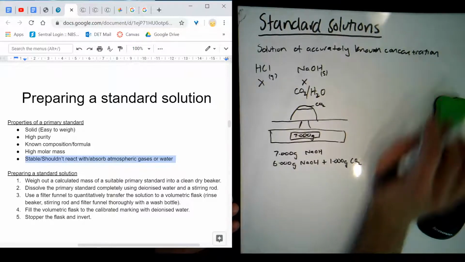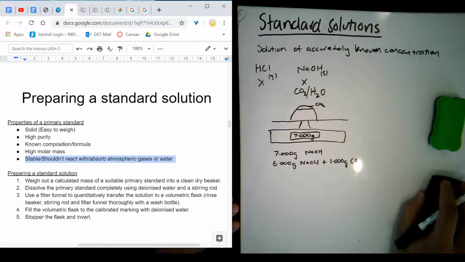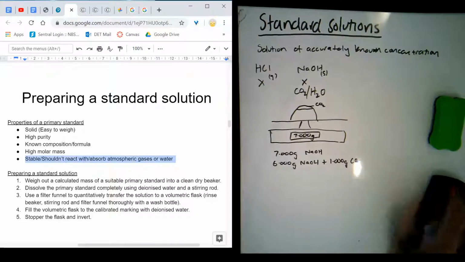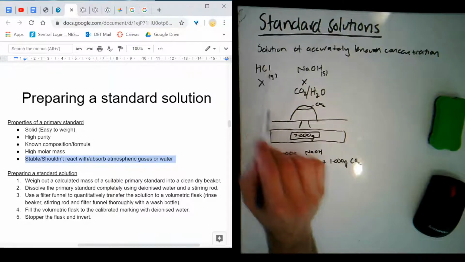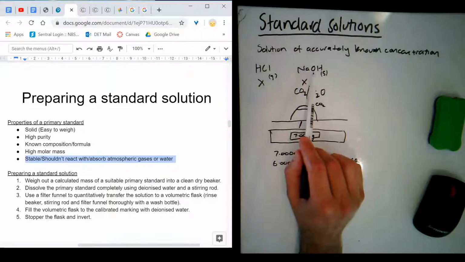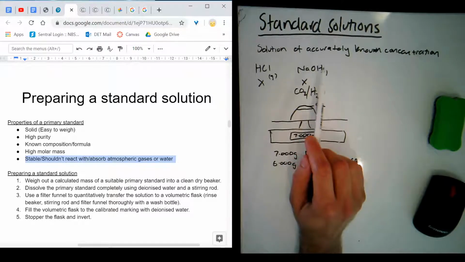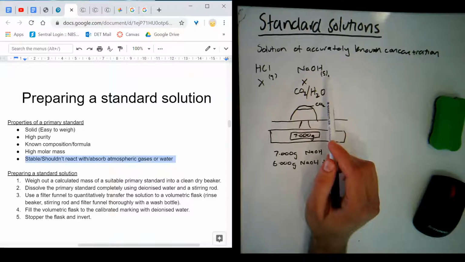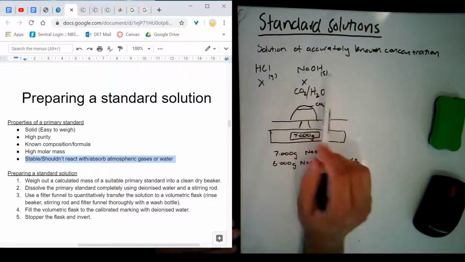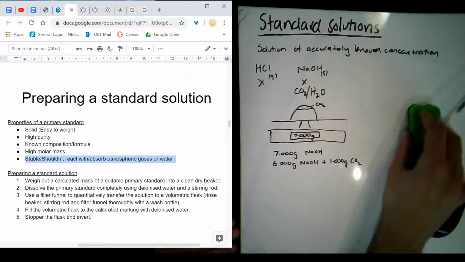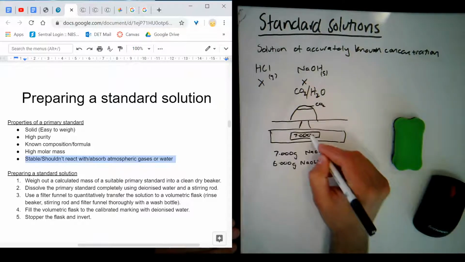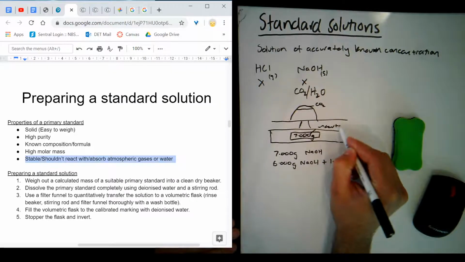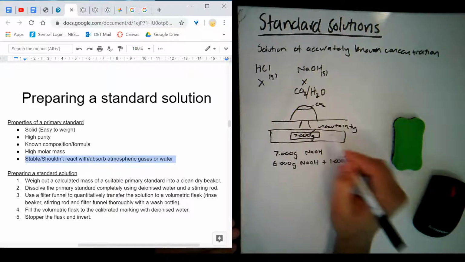They both have a known composition and formula. Sodium hydroxide and hydrochloric acid, their molar masses are relatively high. 35.45 plus 1, so it's about 36. Sodium's 23 plus oxygen, which is 16, that's 39, plus hydrogen, so it's about 40. They're both relatively high, but they're not huge. You could probably do better. The reason they need to be high is you have a smaller percentage error when weighing. Remember that there's a little bit of uncertainty in your last significant figure when you're weighing things out.